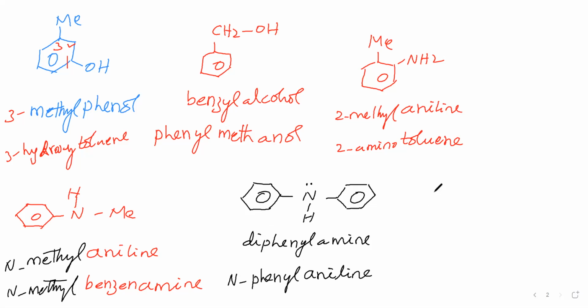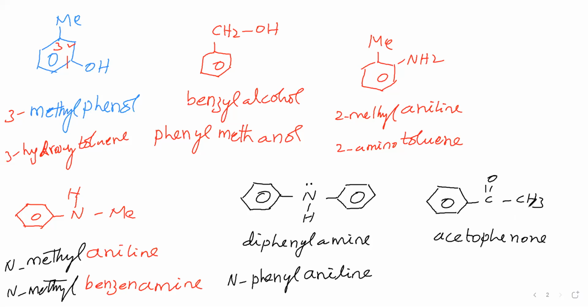Next compound we will take: phenyl ring COCH3. This compound name we will say as acetophenone. This name is acetophenone. Phenone means C6H5 with CO. C6H5 with CO only is called a phenone.